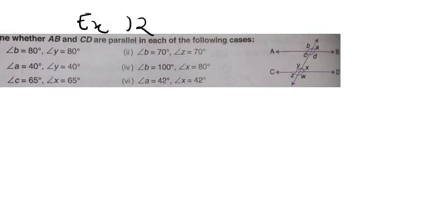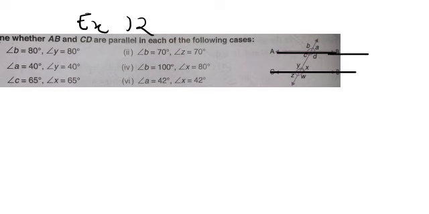In this video, we're going to solve ICSE Mathematics Class 7 Chapter 12 Parallel Lines, Exercise 12, question number 5. This one says, examine whether AB and CD are parallel in each of the following cases. You'll see here that a figure is given. We simply have to tell whether the two lines given to us, AB and CD, are parallel to each other.